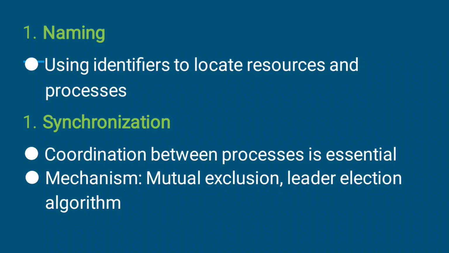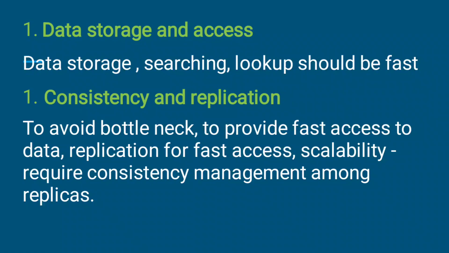The next one is synchronization. In a distributed system, coordination between the processes is essential. Which mechanism has to be selected for synchronization plays an important role, either a mutual exclusion or a leader election algorithm. Next, data storage and access. The main purpose of a distributed system is resource sharing. While sharing resources, searching and lookup should be fast, and data storage is also essential.